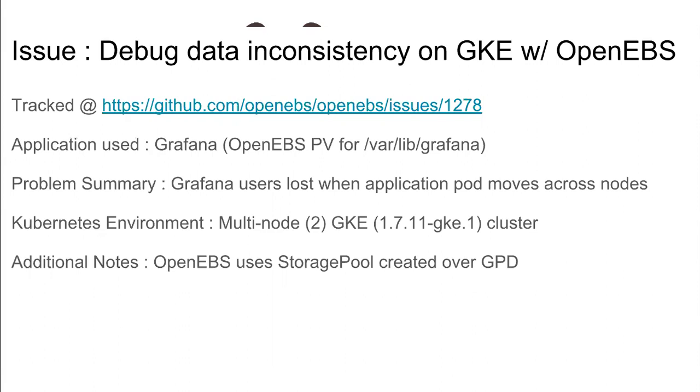So some of the additional notes that we got from the user with respect to the environment was that the OpenEBS PV was created on a storage pool. So this is the storage pool CRD, which we have been discussing in the previous session, where the pool was created over GPD disks attached directly to the Kubernetes nodes. The issue is being tracked as number 1278 in the OpenEBS repo.